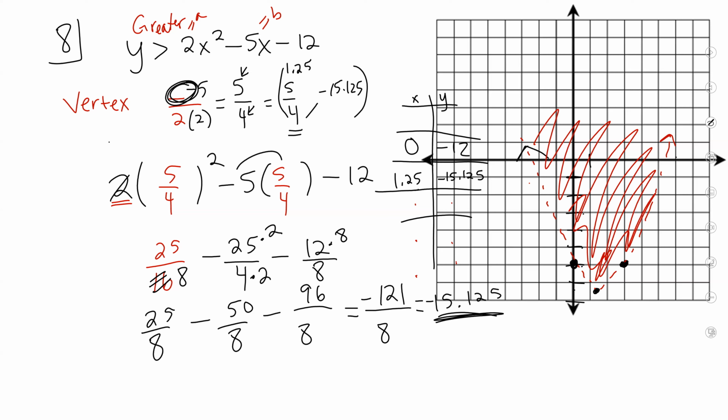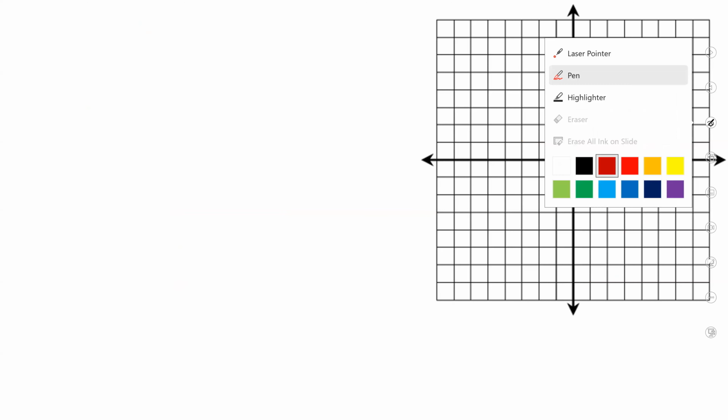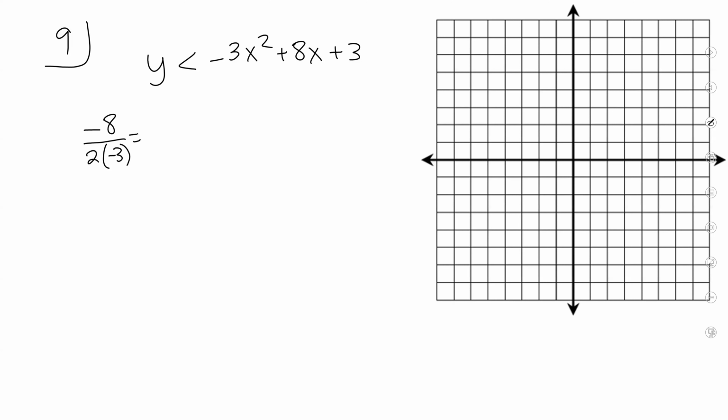Any more questions, guys? Number 9. Yes. All right, number 9. Can you read it for me? Y is less than negative 3x squared plus 8x plus 3. All right, so let's find the vertex. The vertex is negative b over 2a. So this will be 8 over 6, which can be simplified to 4/3.